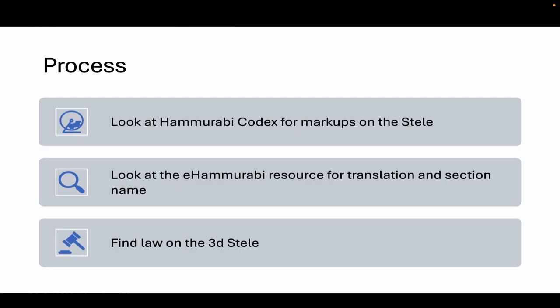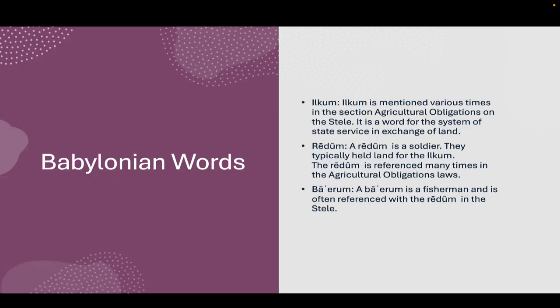I used a three-step process where I first looked at the Hammurabi Codex for markups on the stele, as it had shown more laws than the Hammurabi on the screen. So after that, I would go to the Hammurabi resource that we had for the translation, the section name, and to have a larger scale picture of the law. And then I would look for the law on the 3D stele as my final part of the process.